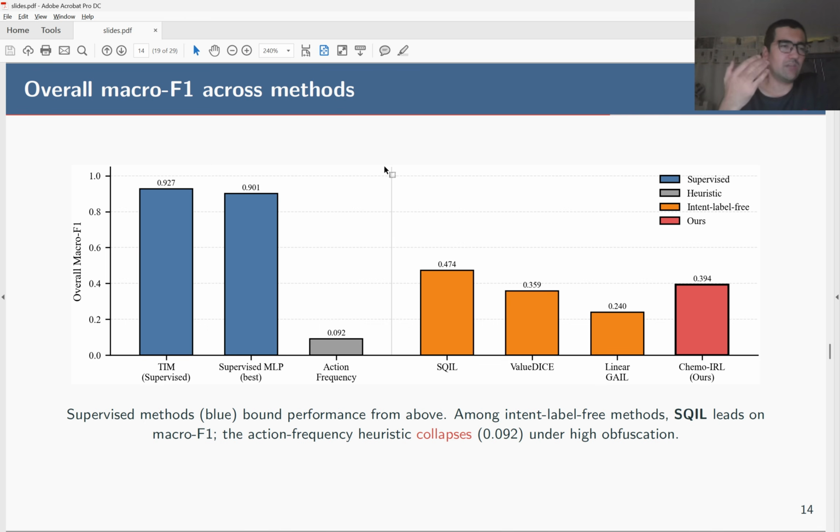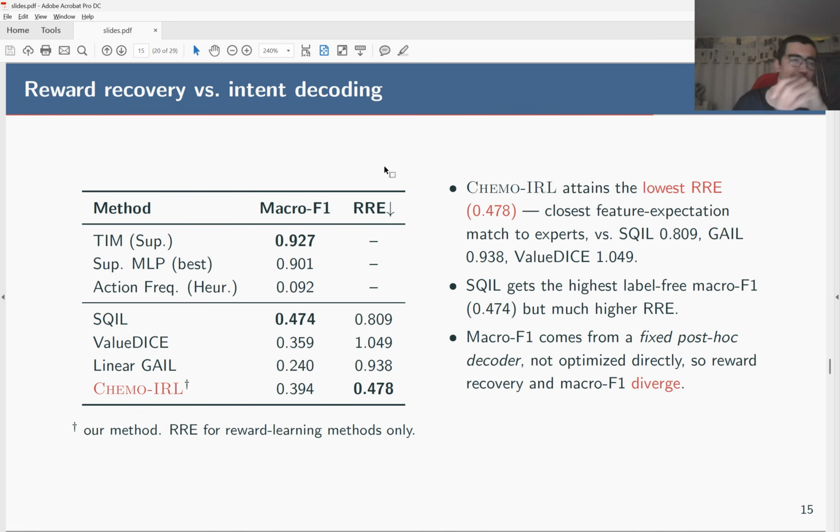On the right are the label-free methods, all working without any intent labels. Among these, SQIL gets the highest macro F1, and our method, Chemo-IRL, the red bar, is right in the competitive range. But macro F1 is only half the picture, and the other half is where our method shines. So let's bring in the second metric and look at both together. Here is the full table with both metrics.